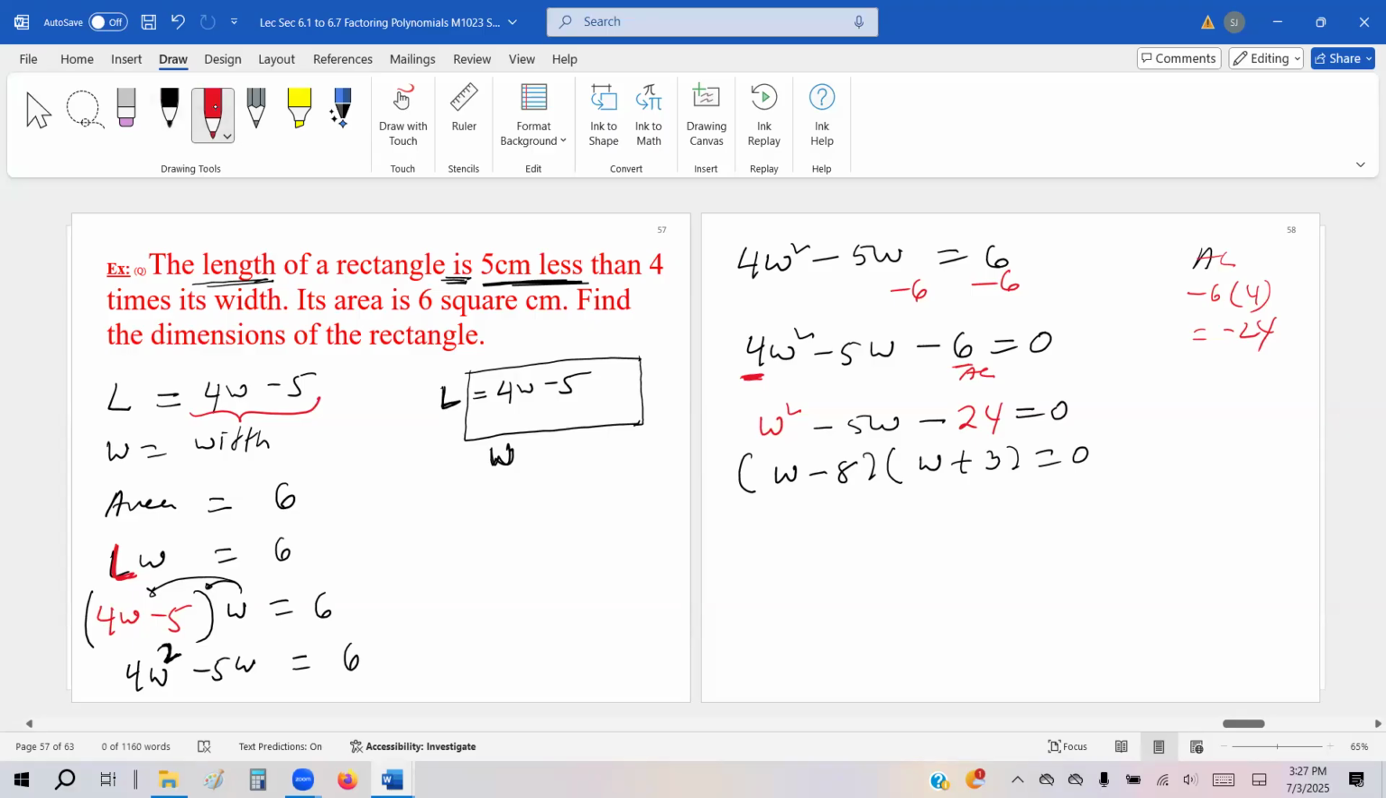Then we do the second weird step. We put the 4 suddenly on both of them. But one of them is divisible by 4. Which one? The first factor or the second factor? The first one. So we divide by 4. We get W minus 2, and this one stays the same.